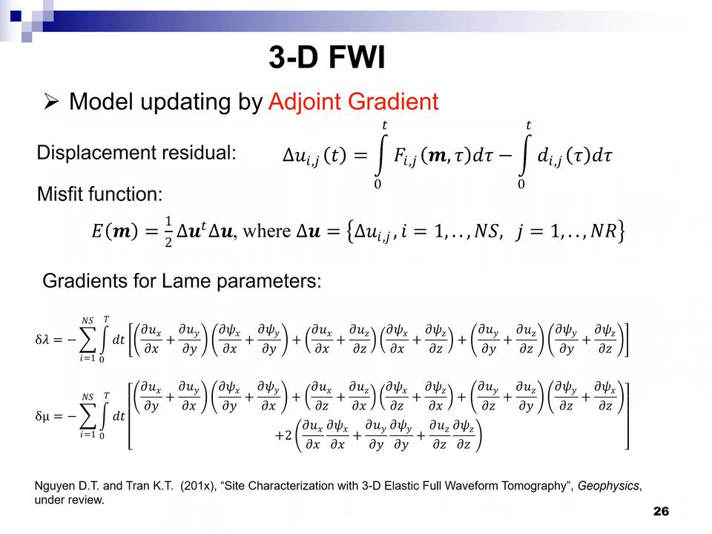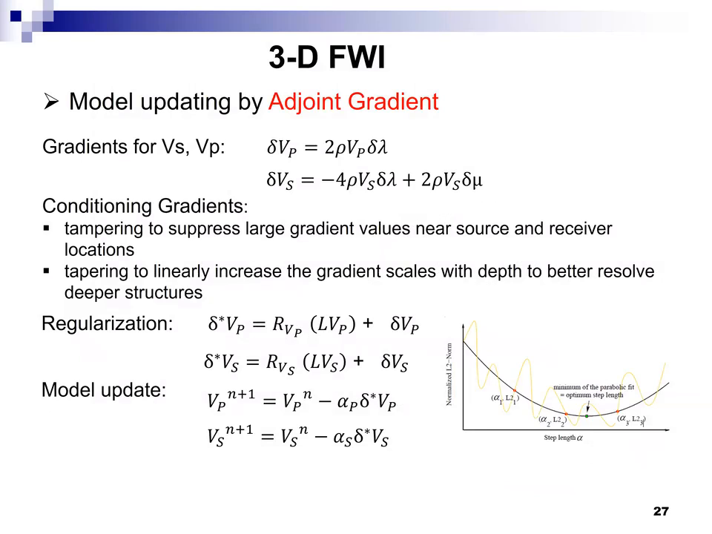So Kim, your backward solution means the solution from the adjoint equation, right? For the backward wave field, yeah, we still use forward modeling, but just apply the source at the receiver locations. So that's the adjoint. And then we determine the gradient for Vs and Vp from the gradient of lambda and mu. And then we also do the gradient conditioning.